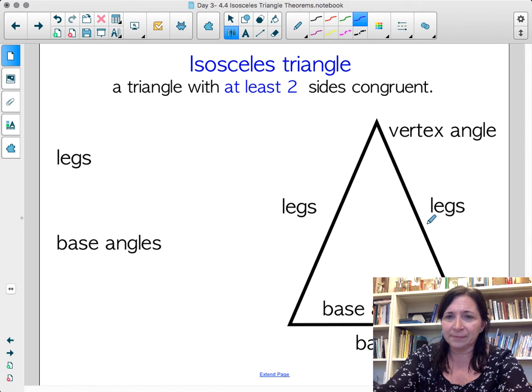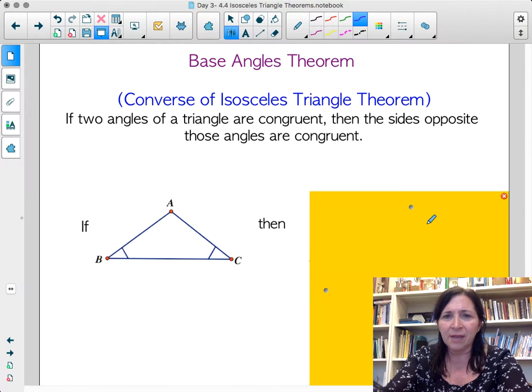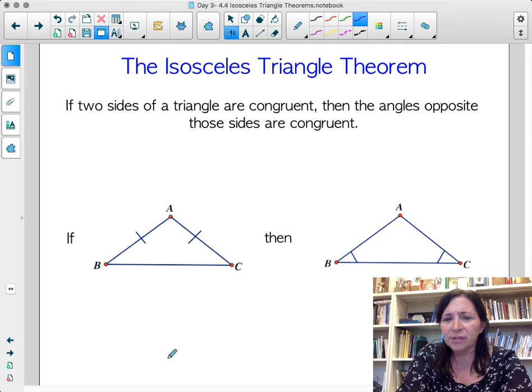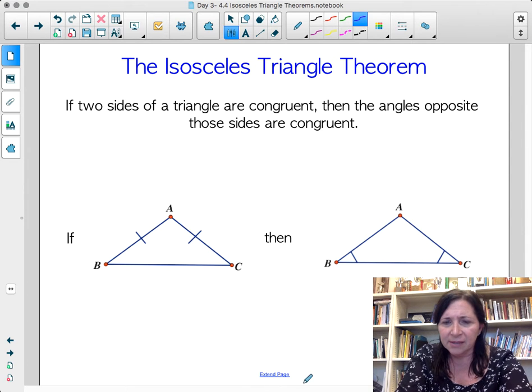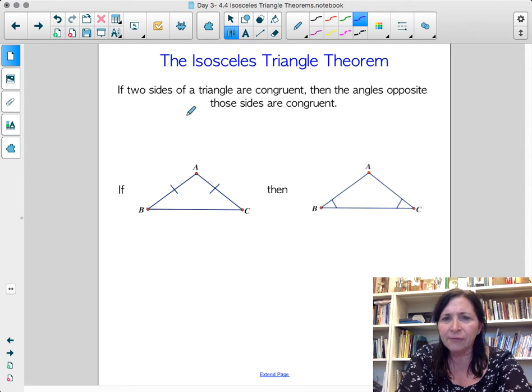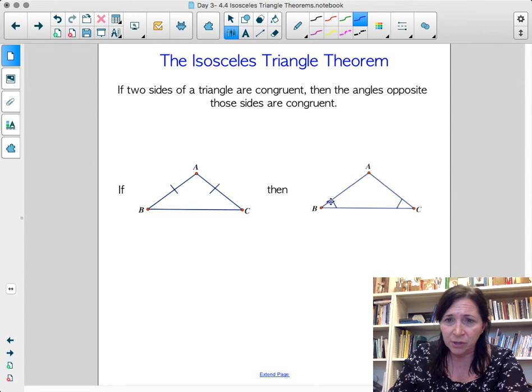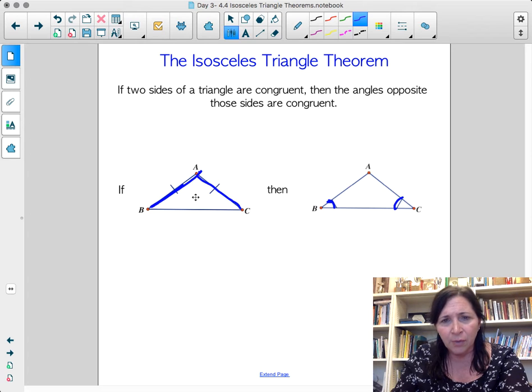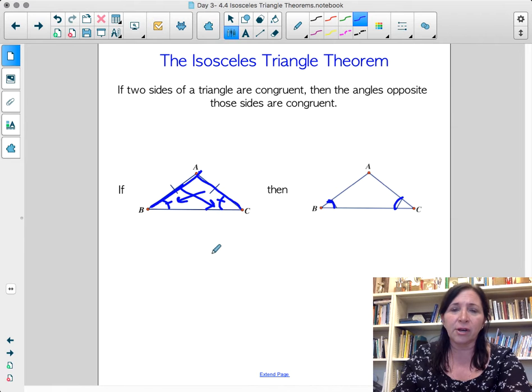All right. So that's what everything is. The isosceles triangle theorem states that if two sides of one triangle are congruent, then the angles opposite those sides are also congruent. Meaning here's a side, this side is congruent to this side. Well, then their opposite angle, so that's that angle, and the angle opposite that angle here, then they're congruent.